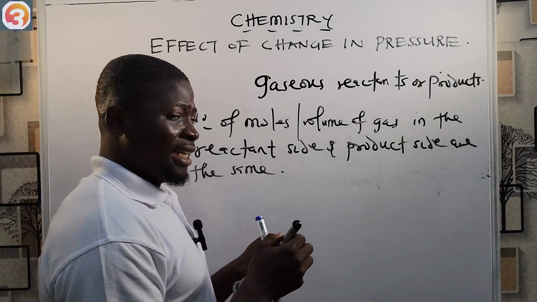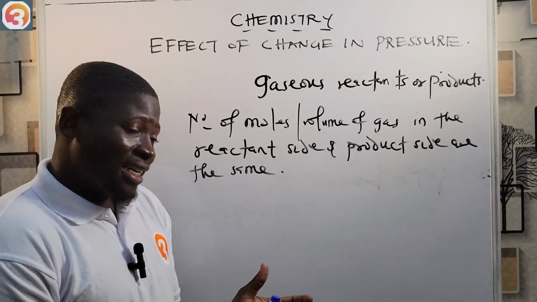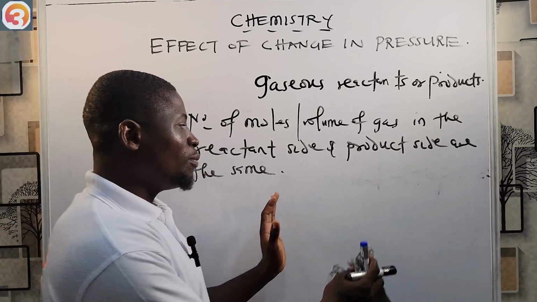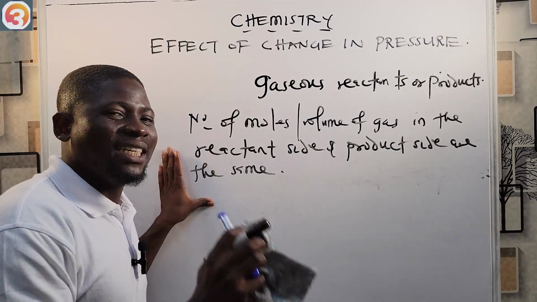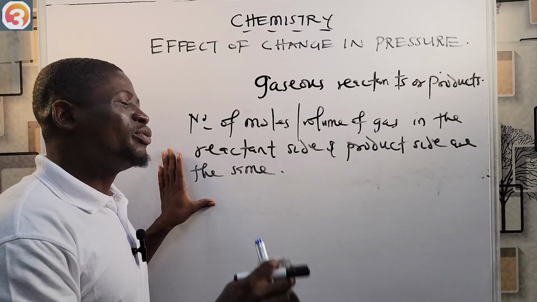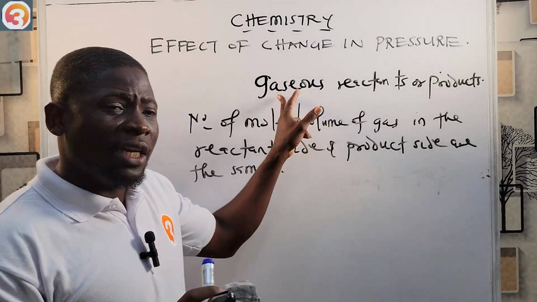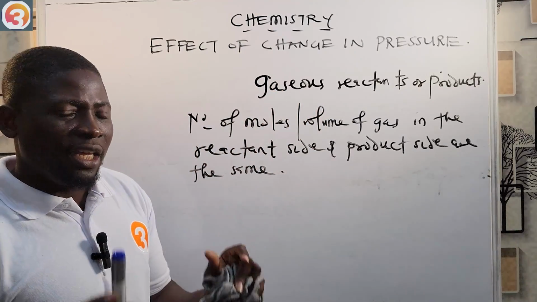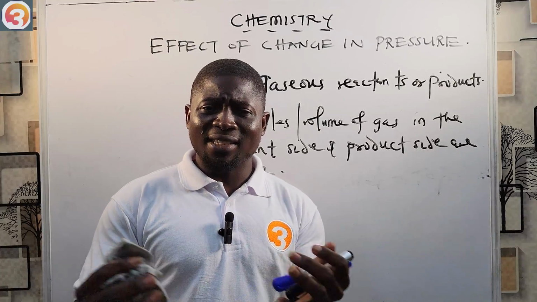All right, let's say in a chemical reaction, after you have balanced, you now see that the number of moles of gas in the reactant side is equal to the number of moles of gas in the product side. Just know that change in pressure will not affect that kind of reaction. It will not have any effect on it. Also, if the reaction does not have gaseous reactant or product, it will also have no effect.